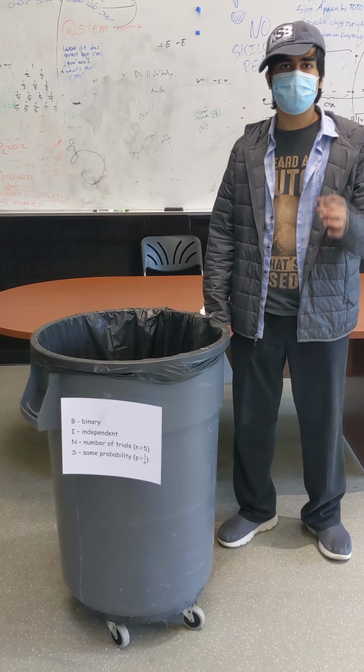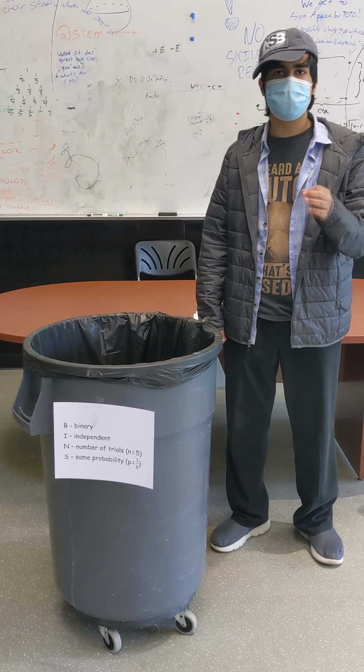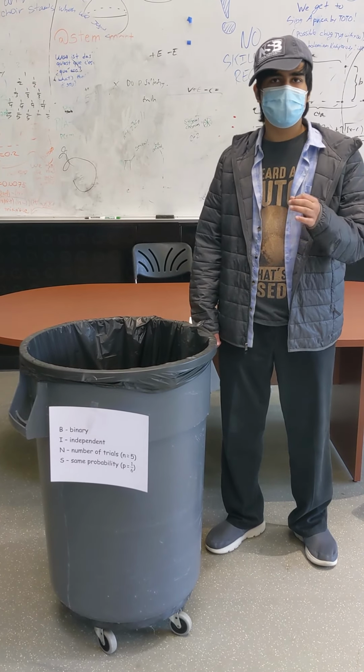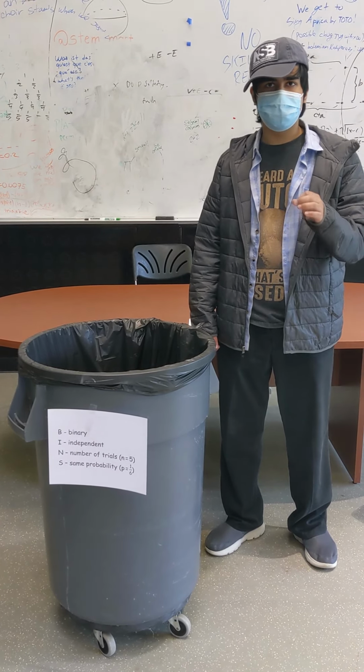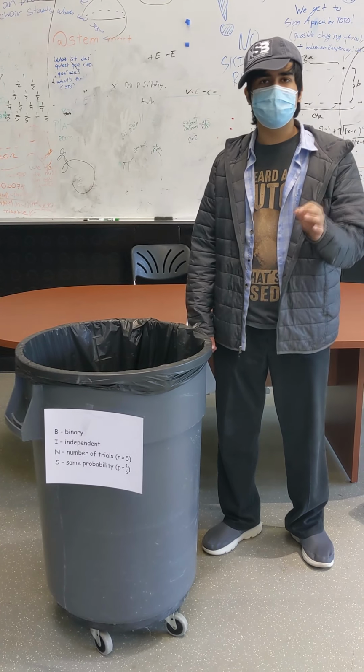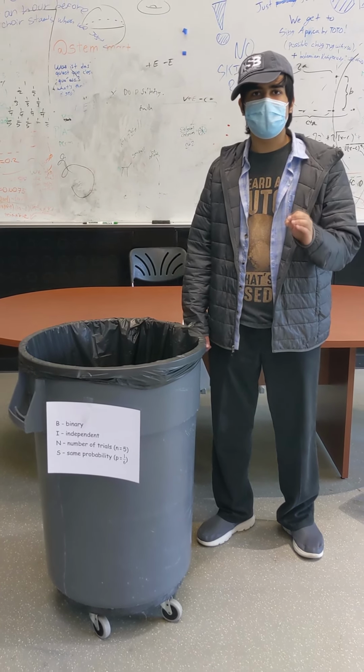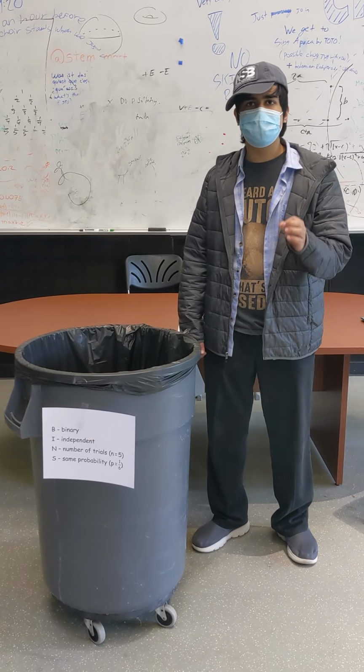Independent, that is, the result of one roll does not affect the result of any other roll. Number of trials, that is, Rao is rolling a fixed number of 5 dice, and same probability. That is, each die has a probability of 1/6 of coming up as a 6.